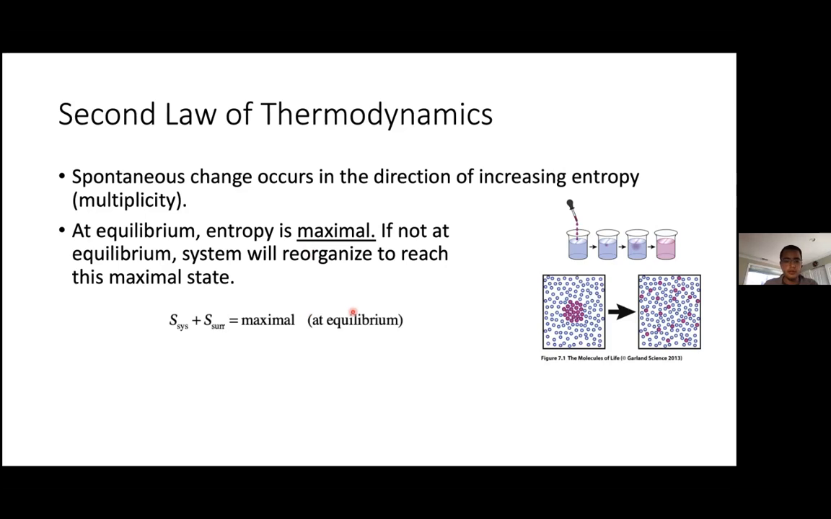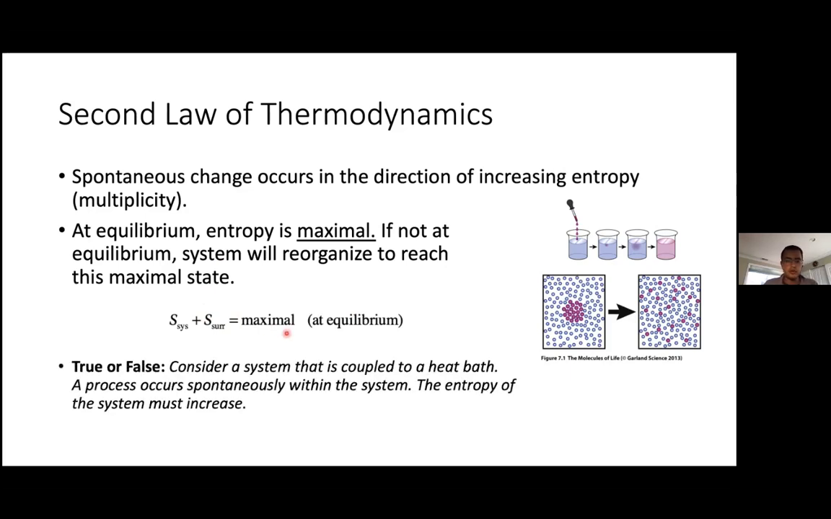Another way to put this is the entropy of the system plus the entropy of the surrounding is maximal at equilibrium. So just a quick true-false question. You can type in the chat. Consider a system that is coupled to a heat bath. A process occurs spontaneously within the system. The entropy of the system must increase. What do you guys think?